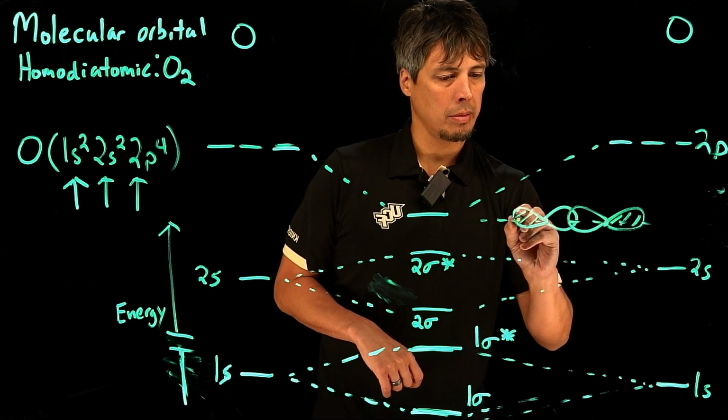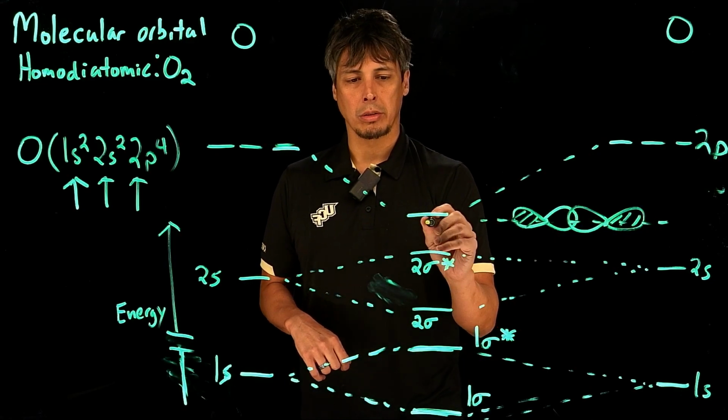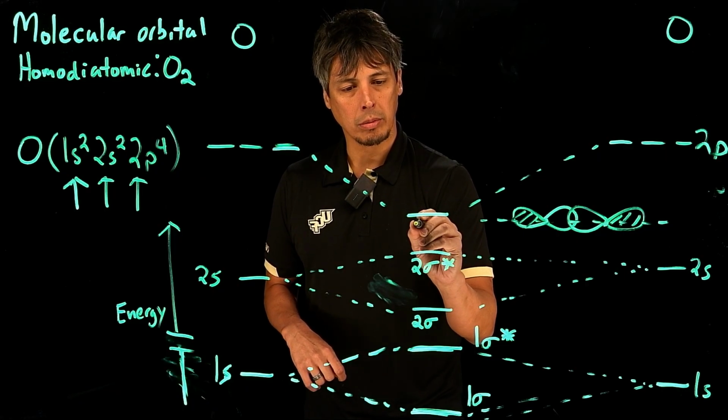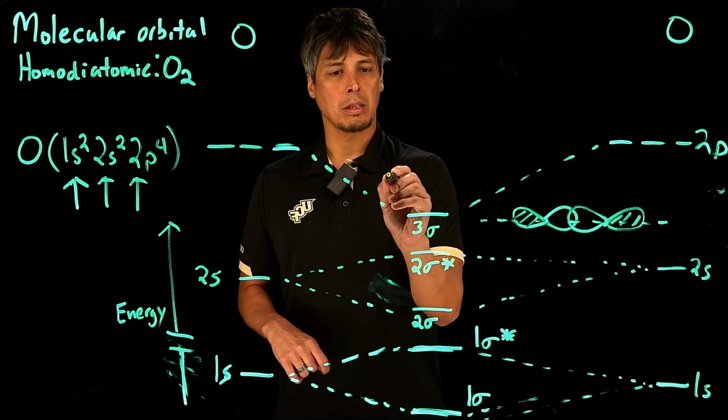Because here are our nuclei. Here's our axis that runs through the two nuclei, so our internuclear axis. We have symmetry around that, and so this is going to be 3 sigma. Okay, this is followed by the pi symmetry orbitals.